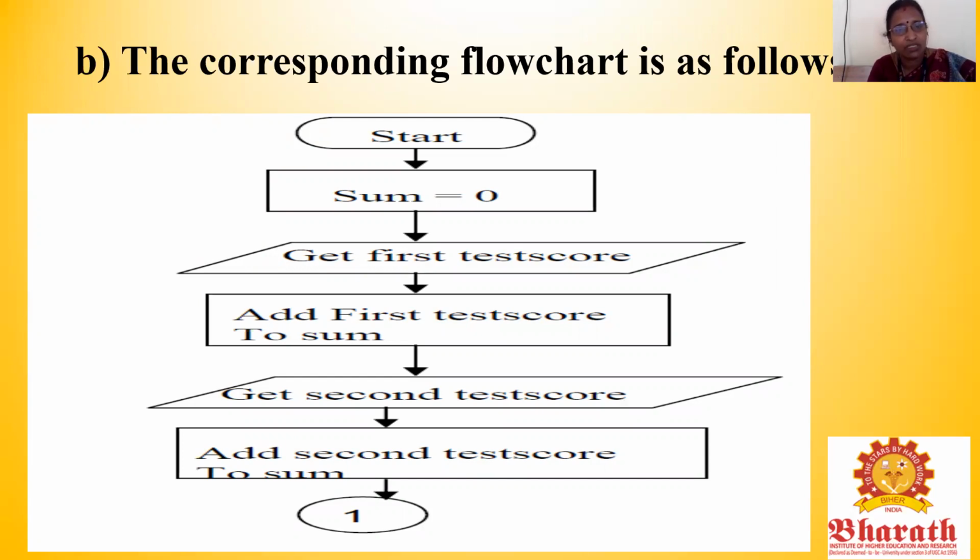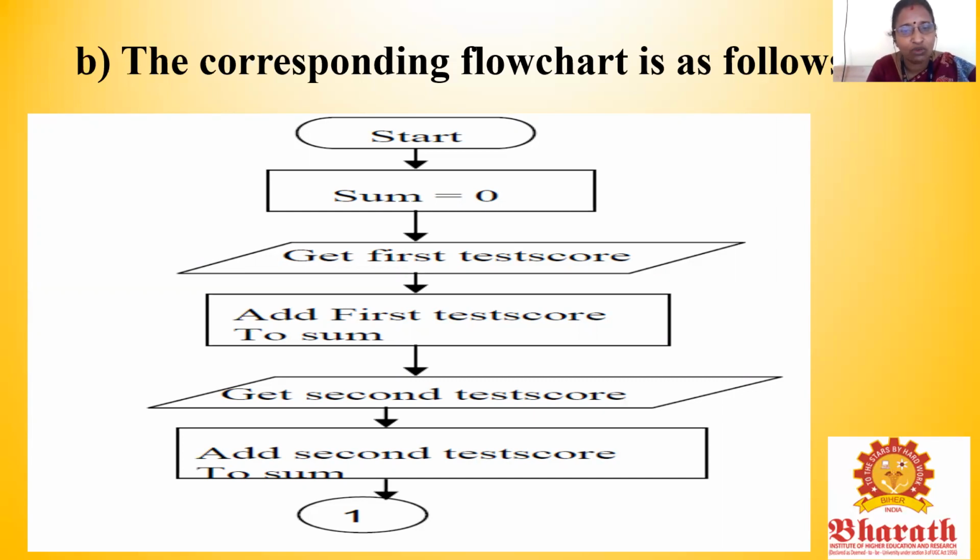A parallelogram is a symbol which is useful in a flowchart to get the input and output values. So get the first test score with the help of the parallelogram symbol. Then do the process, that is, we are adding the first test score to the sum value. With the help of the rectangular symbol, we are mentioning the process.